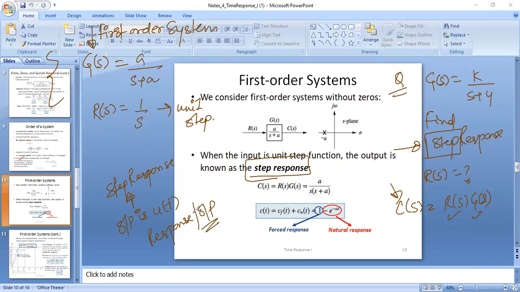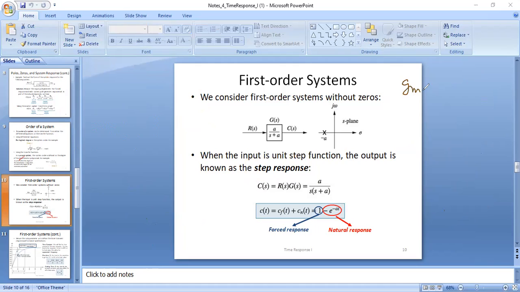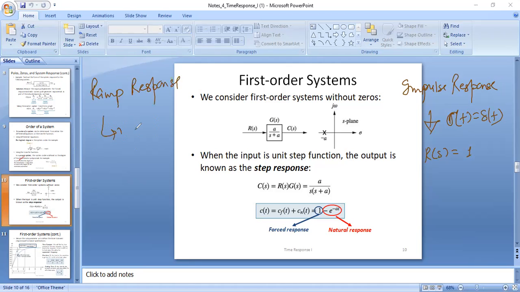Suppose you have been given that find impulse response. That means your input, R of t, is the impulse function. Suppose it is written ramp response. That means your R of t is t u of t, the ramp function.